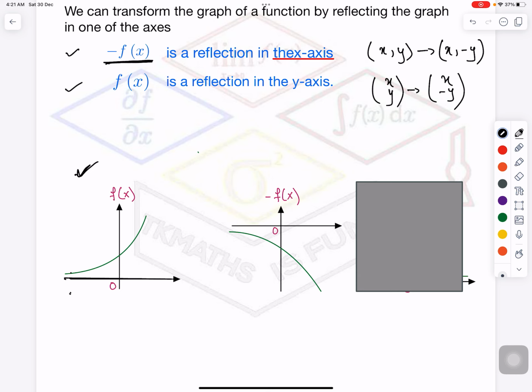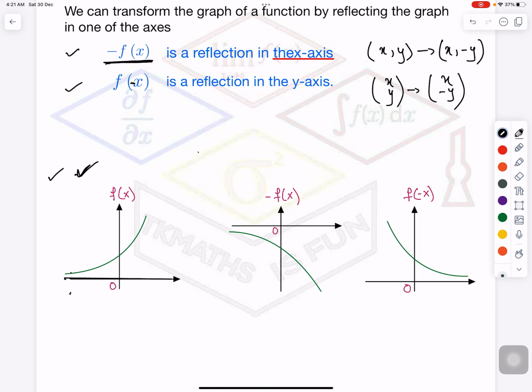Always focus on the same graph. I wrote minus here, it's my mistake. So the graph is the same of f of x. In f of minus x, what will it become? It will become like this. Reflection in the y-axis.